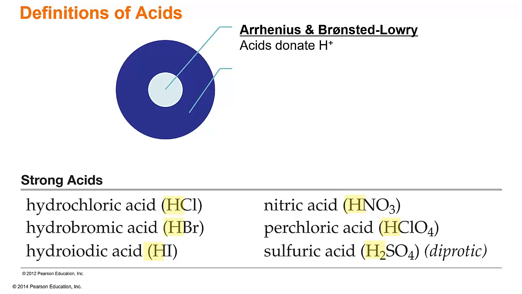So everything on the left-hand side, those are binary acids: hydrochloric, hydrobromic, hydroiodic. Everything on the right side of this table, nitric, perchloric, sulfuric, those have a polyatomic ion that is combined with a hydrogen, and so those are listed with the hydrogen first. But then you also have things like this, which is acetic acid.